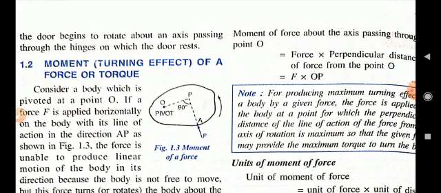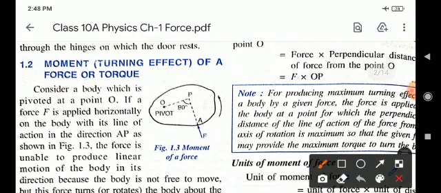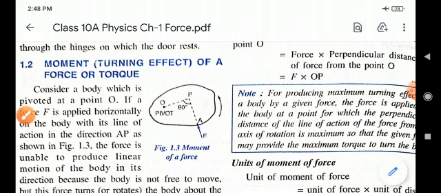Children, this is the pivot point O, and point P and point A are other points. If we apply a force on this lamina, then the applied force is F.